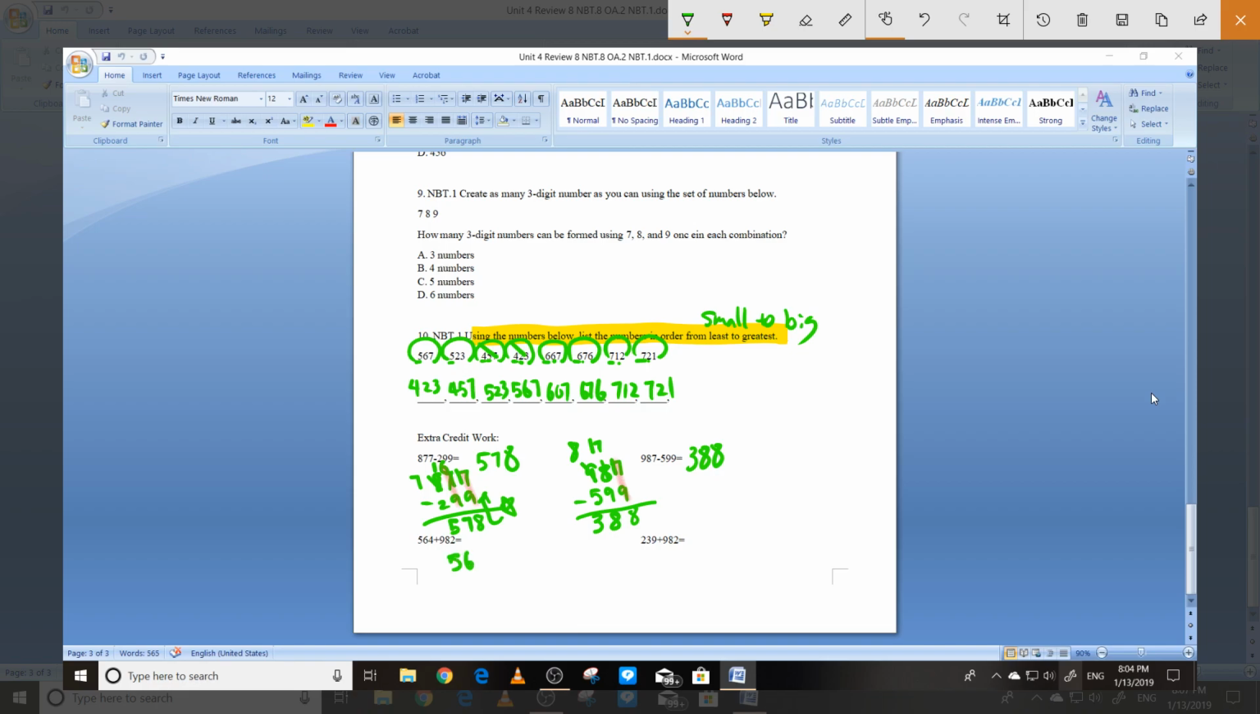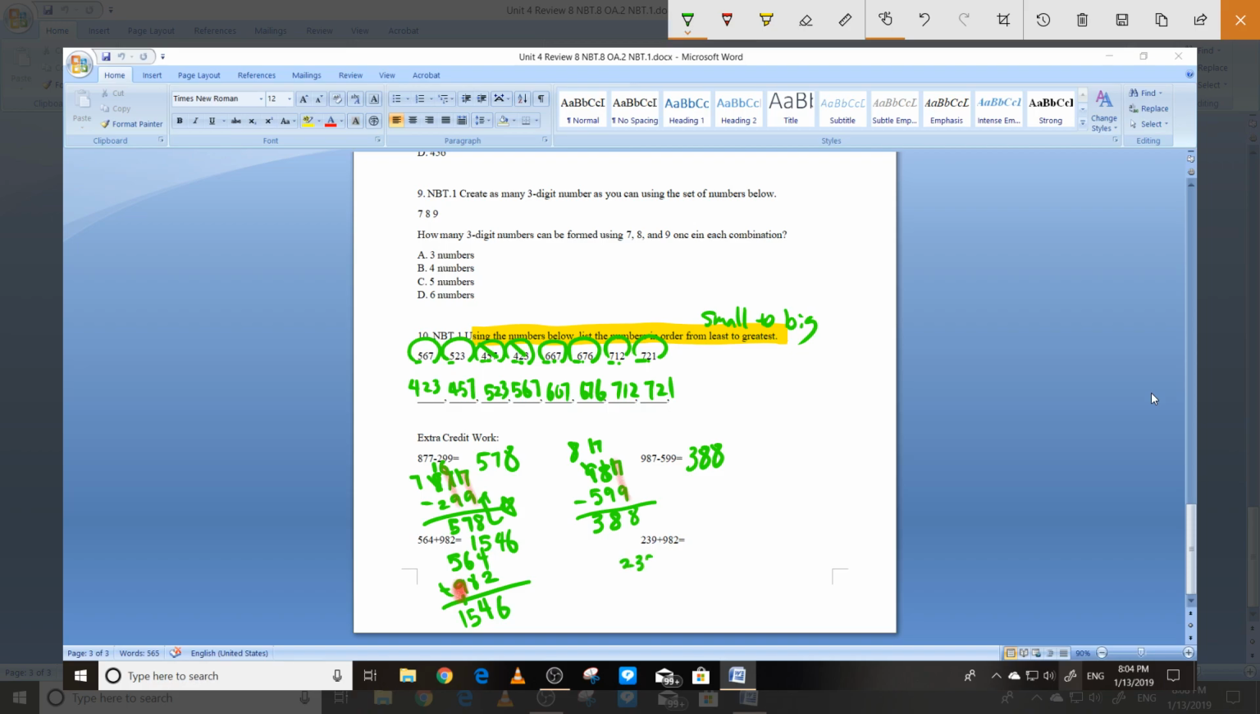Let's work them out. 564 plus 982. 4 plus 2 is 6. 6 plus 8, 14. 5 plus 9 plus 1. You should have learned this in first grade. When you see 5 plus 9 plus 1, you should do 9 plus 1 first to make it 10. Then 10 plus 5 would give you 15. So the answer is 1,546. Why do you do 9 plus 1 first? Because it's easier to make it 10. Then you just do 10 plus 5, which makes your question easier to solve.